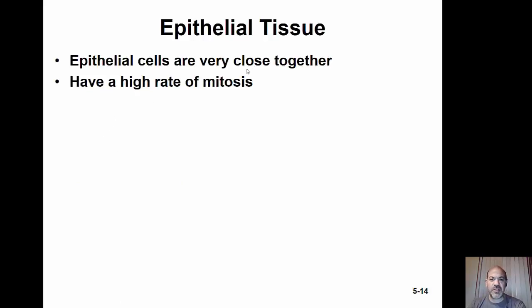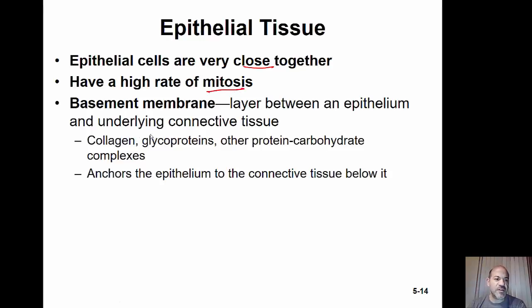Epithelial cells are very close together, and they have high rates of mitosis, so they're constantly dividing, making new cells. They have a basement membrane, which is a layer between the epithelium and the underlying connective tissues. This basement membrane is made of collagen, which is a protein, other proteins or glycoproteins, and protein carbohydrate complexes. And this basement membrane helps to anchor the epithelium to the connective tissue below it.